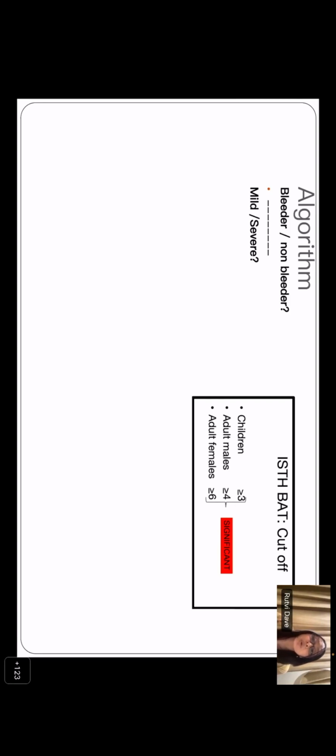So a score is only used to identify a bleeder from a non-bleeder. It is not to grade the severity. Severity is based on the history. So again, is this clear? Now based on the history, is this patient mild or severe? Mild. Everyone agrees? Yes, ma'am.